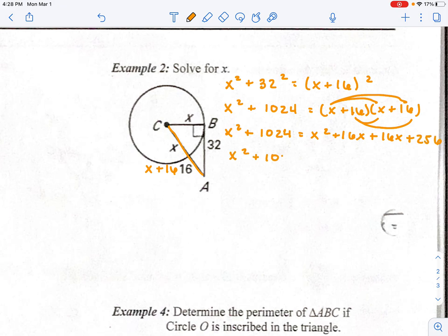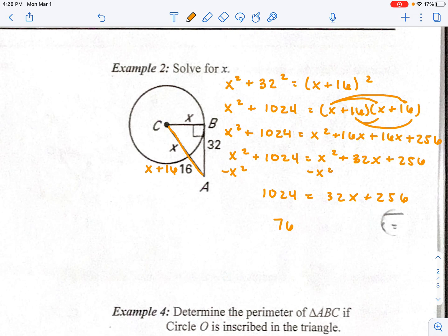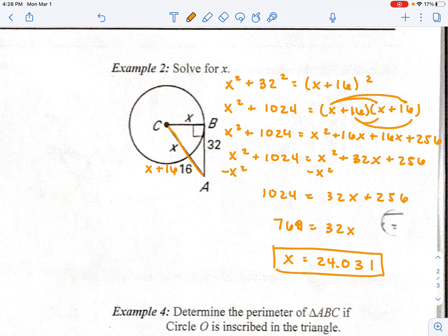I'm going to combine some of my terms here. 16x plus 16x is 32x. I'm going to subtract this x squared over, and when I do that, those go away. So I've got 1,024 equals 32x plus 256. Subtract that 256 over, so 769 equals 32x. Divide both sides by 32, and I get x is 24.031.